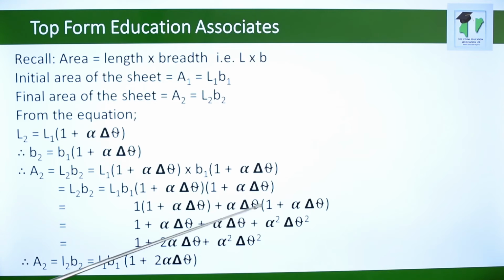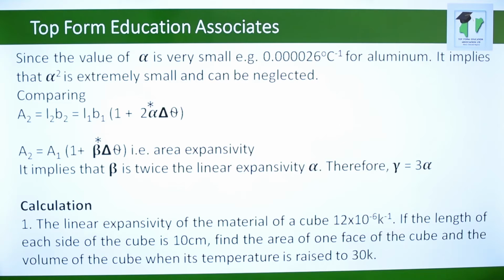Are you following it now? So change in theta times change in theta gives you change in theta squared. Now we have 1 plus alpha change in theta, there are 2. You now have 2 into alpha change in theta plus alpha squared change in theta squared. So that gives that A2 now is equal to L2 B2, which is equal to L1 B1 into 1 plus 2 alpha change in theta. So that gives us our A2.